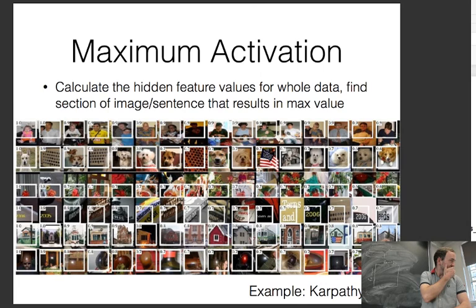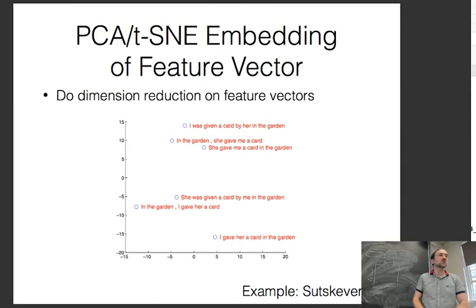Another way that people have done it, this time an example from text, is you take the extracted features. You don't just take them for words, you take them for the whole sentence. And then you cluster the sentences together. Then you can see what the model thinks are similar sentences, or maybe what the model thinks are similar n-grams or something like this. So this can be used as well.